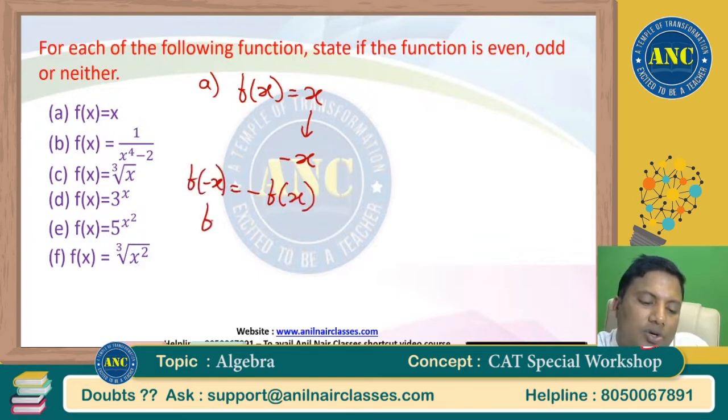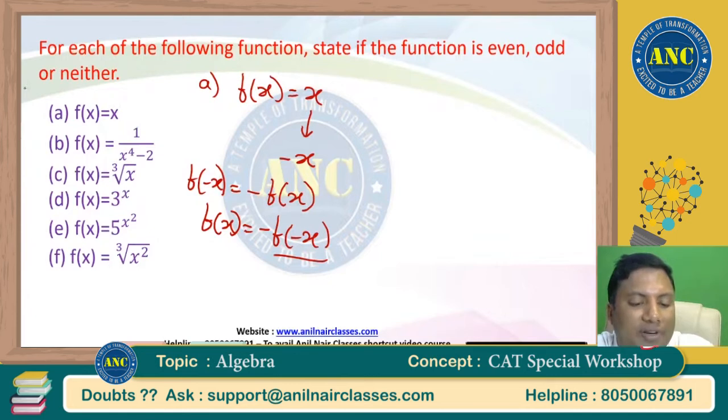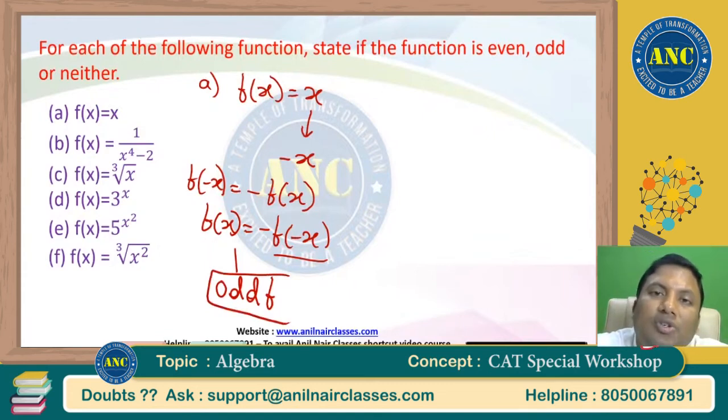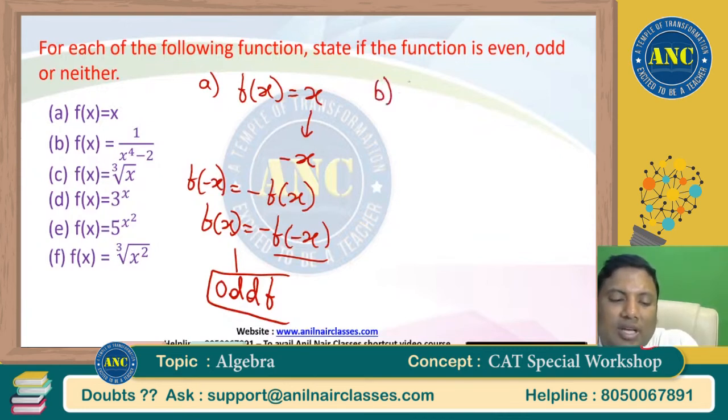Yes or no? f(x) equivalent to minus f(minus x). This is nothing but an odd function. First one's answer is an odd function. What is an odd function? Replace x with minus x. The resultant should be the negative of the existing function.